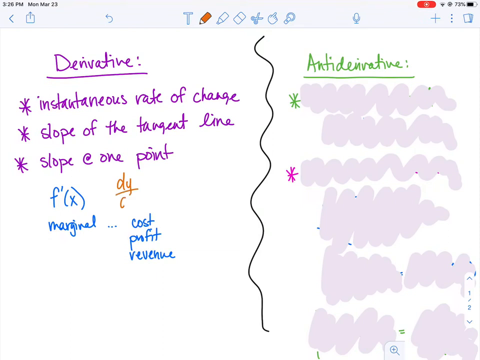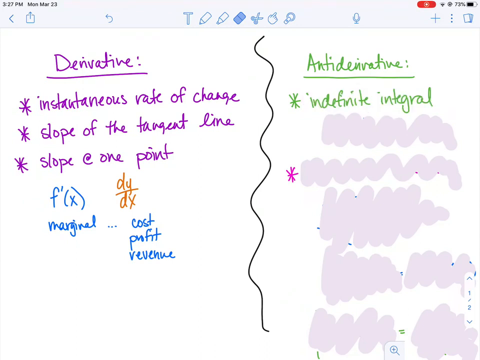We've learned a couple different notations. We have this notation f prime of x. We know dy over dx is the rate at which y is changing with respect to x. So we've talked about derivatives and all different types of interpretations for derivatives. And now, in chapter 15, we've been talking about antiderivatives. And so I'd like to talk a little bit about different interpretations for antiderivatives.